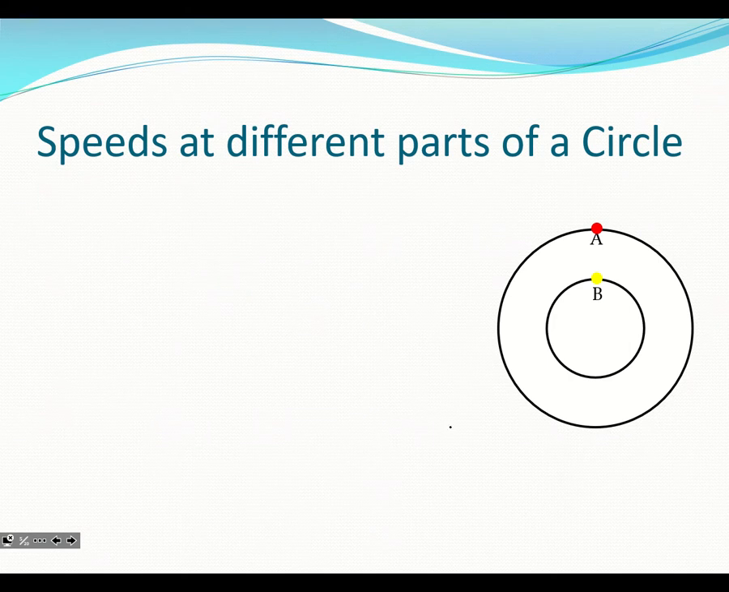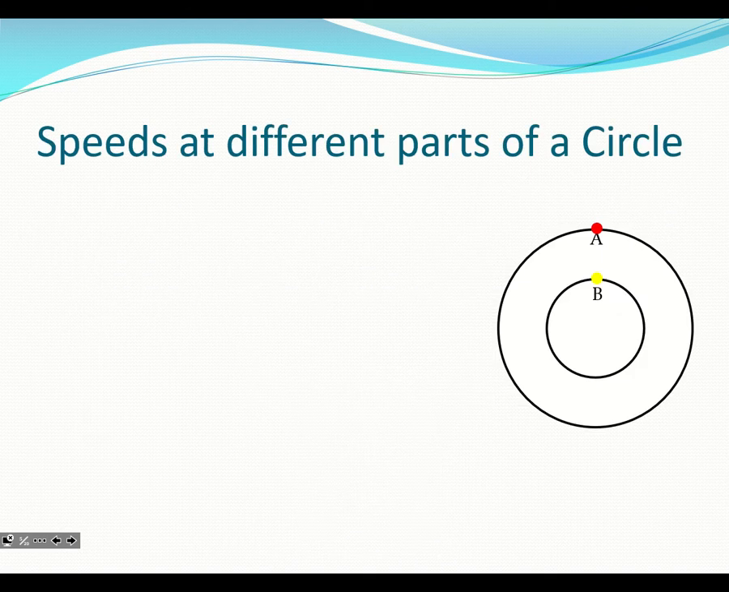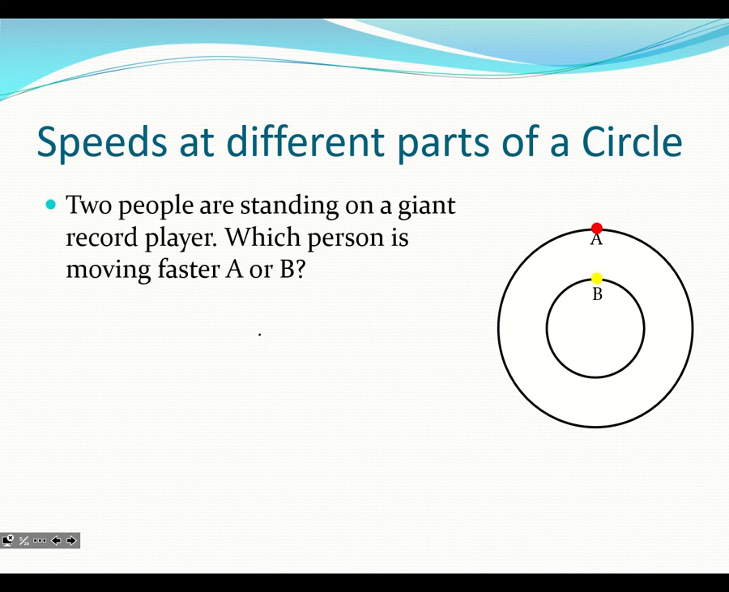So speeds at different parts of the circle. In this question, it said on the outside edge of the revolving record. So it actually makes a difference where you are in the circle, for what speed you're going. So two people are standing on a giant record player. Which person is moving faster, person A or person B?